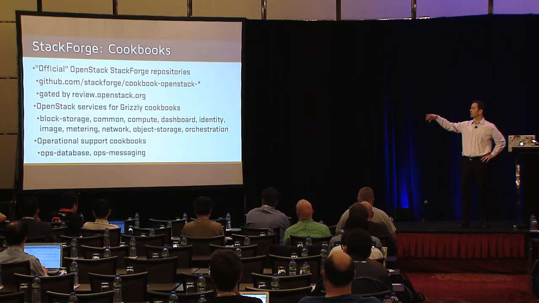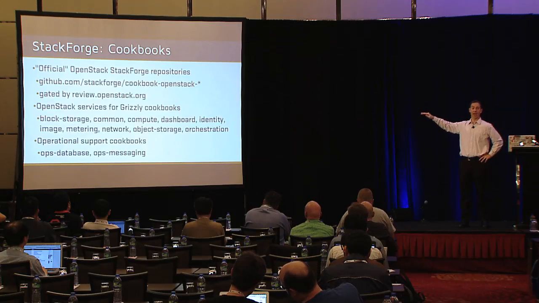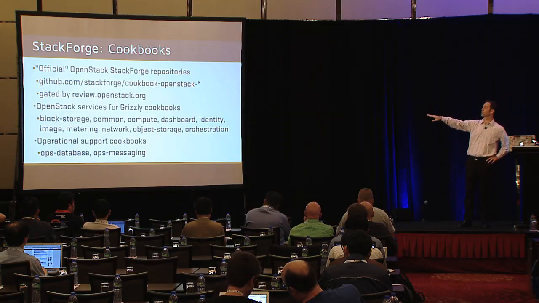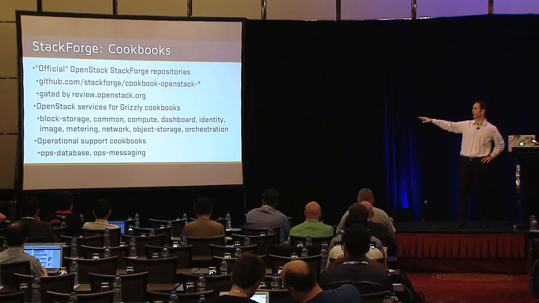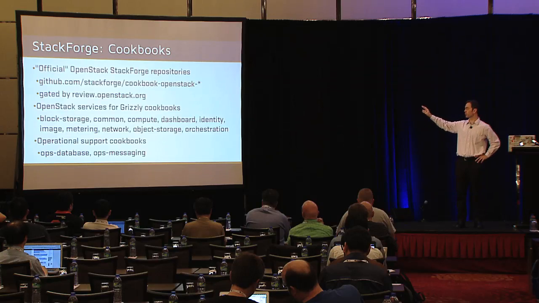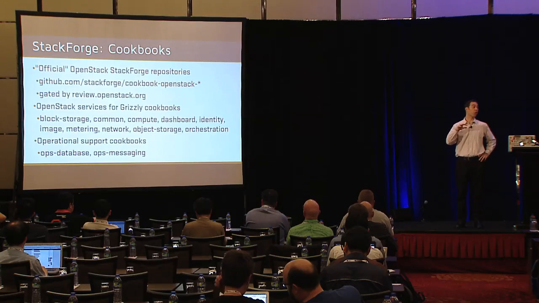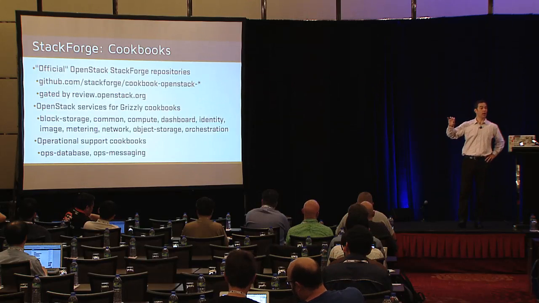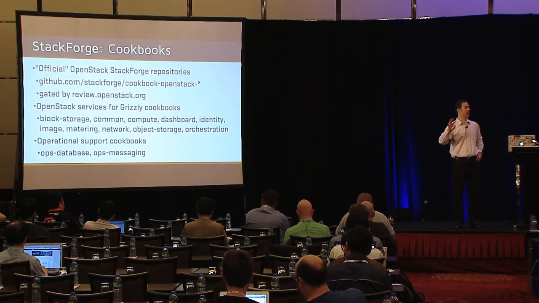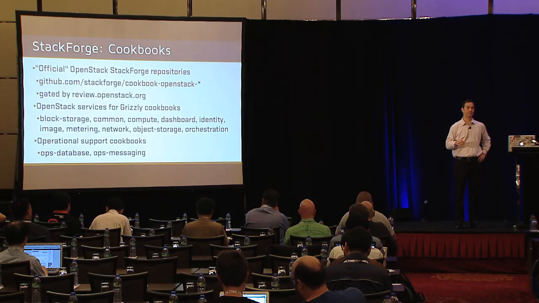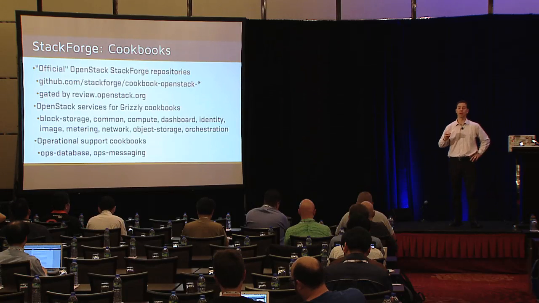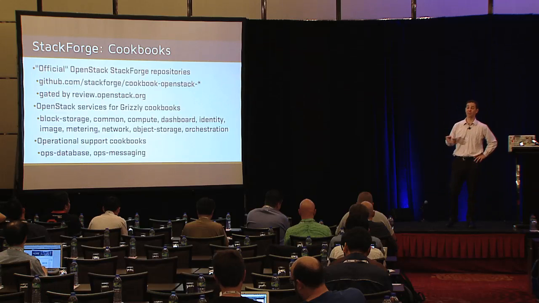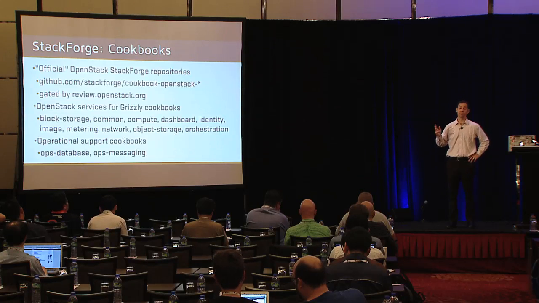So github.com/StackForge, cookbook-OpenStack-, and then we have cookbooks for block storage, common, compute, dashboard, identity, image, metering, network, object storage, and orchestration. So what's currently there is Grizzly. You note that metering and orchestration are there. Orchestration is empty. I know somebody's working on the orchestration cookbook, but since they haven't committed, I'm not going to out them. There is metering work that is in there. Obviously, these are going to come online with Havana. But the cookbooks are already there.